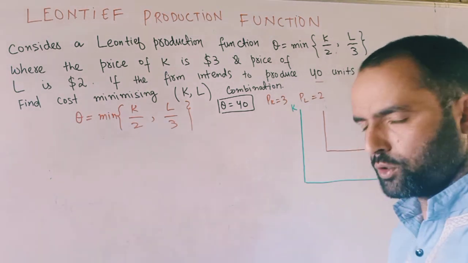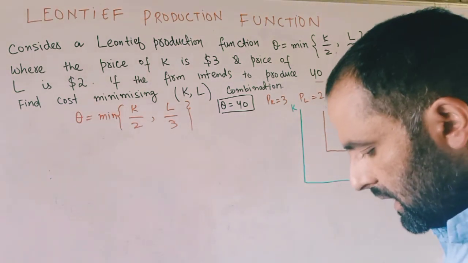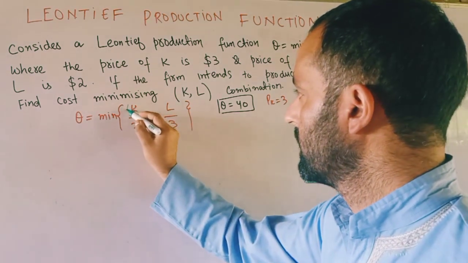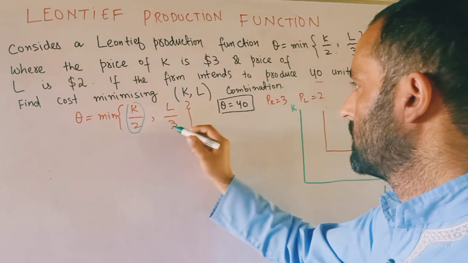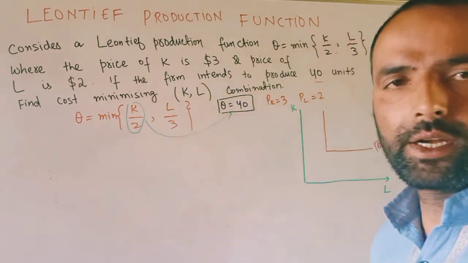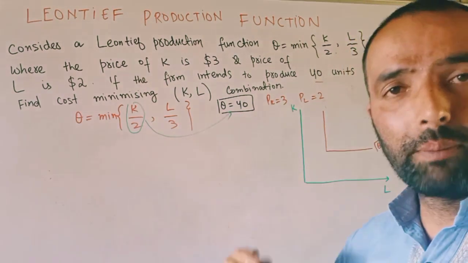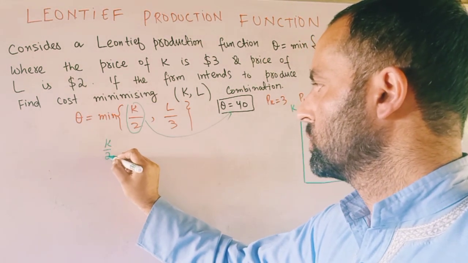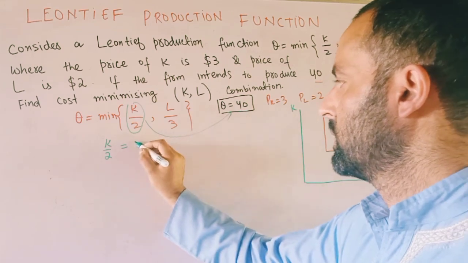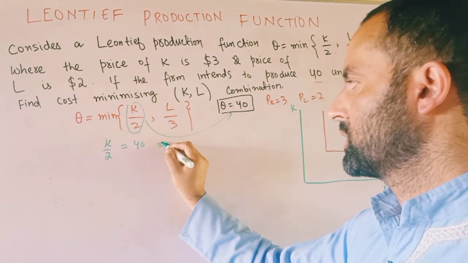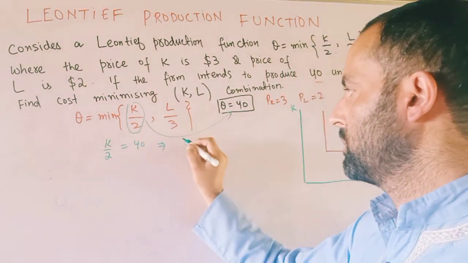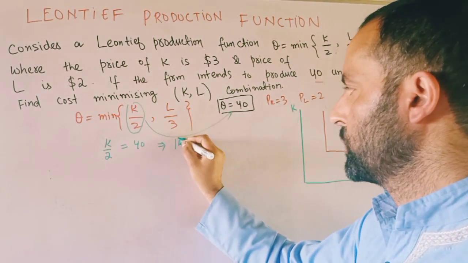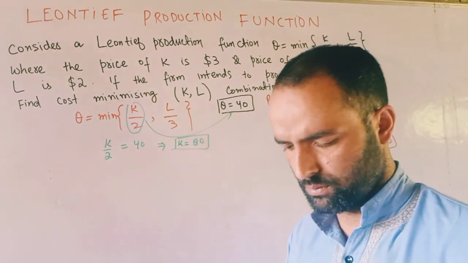How do we solve this kind of question? Simple. What we do, we simply equate whatever is in the parenthesis with the units of output that are supposed to be produced to minimize cost. That is, we write K upon 2 and we equate it with 40, the units that are supposed to be produced. So K will be equal to 80. I will give you the intuition behind this also.